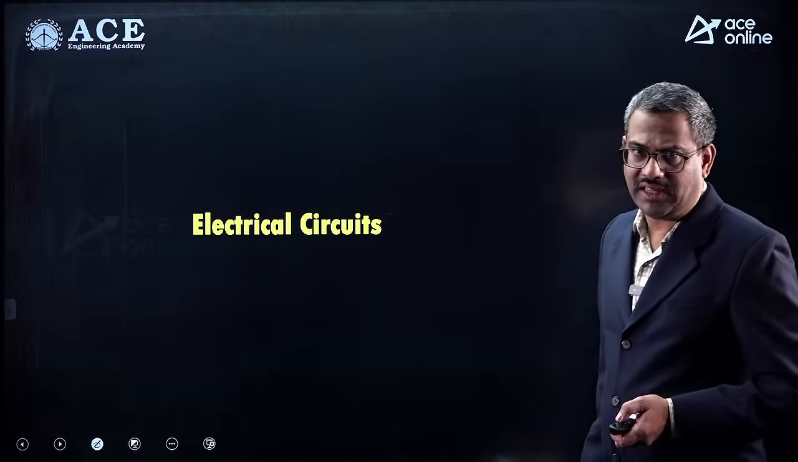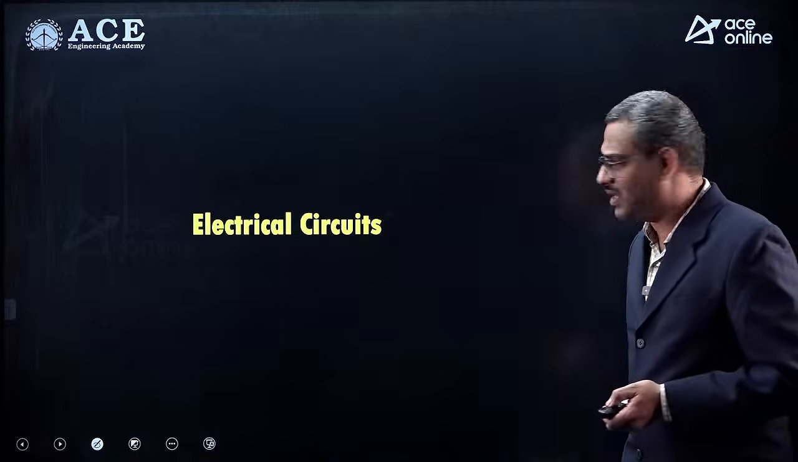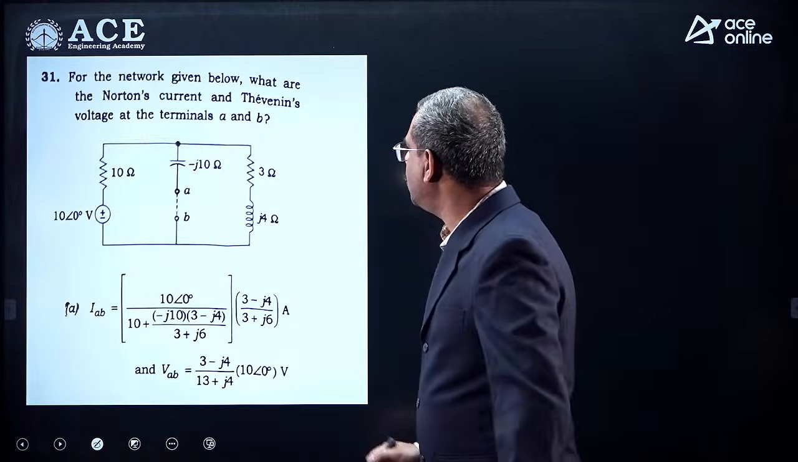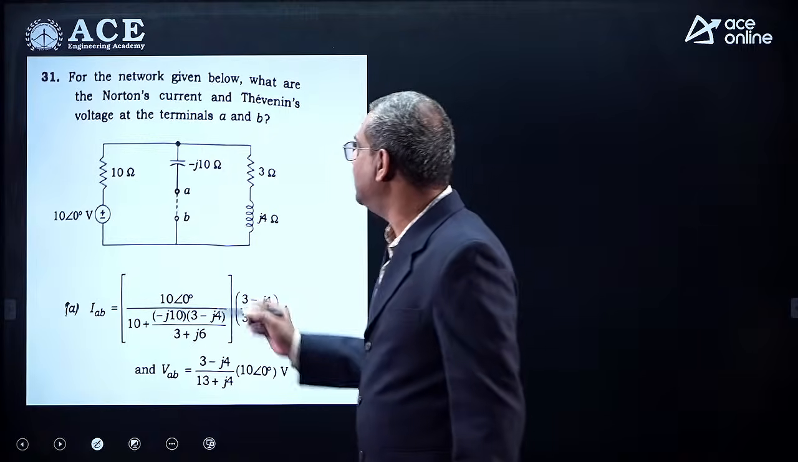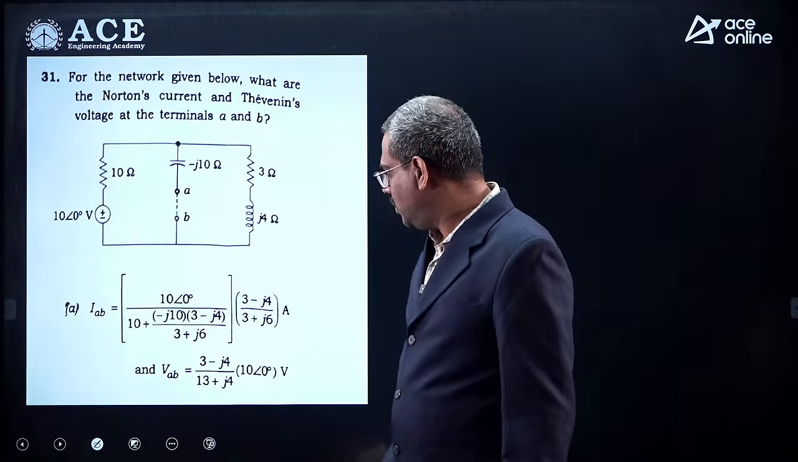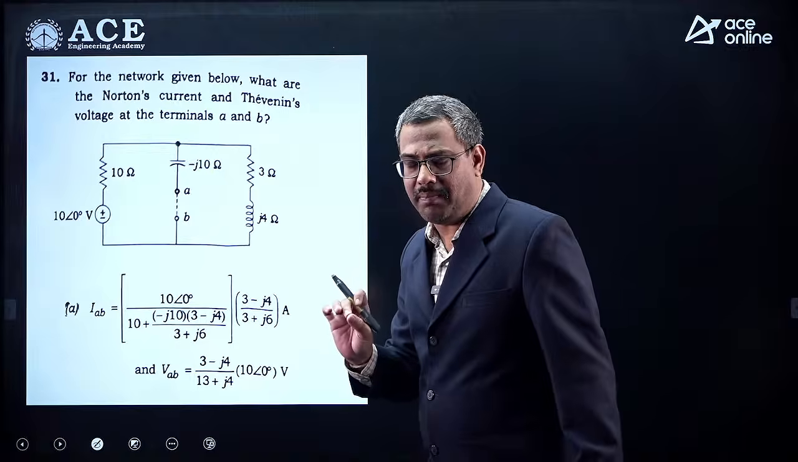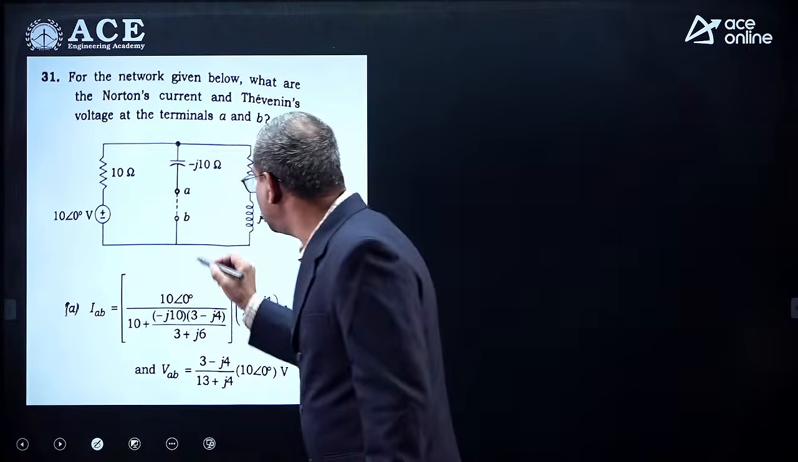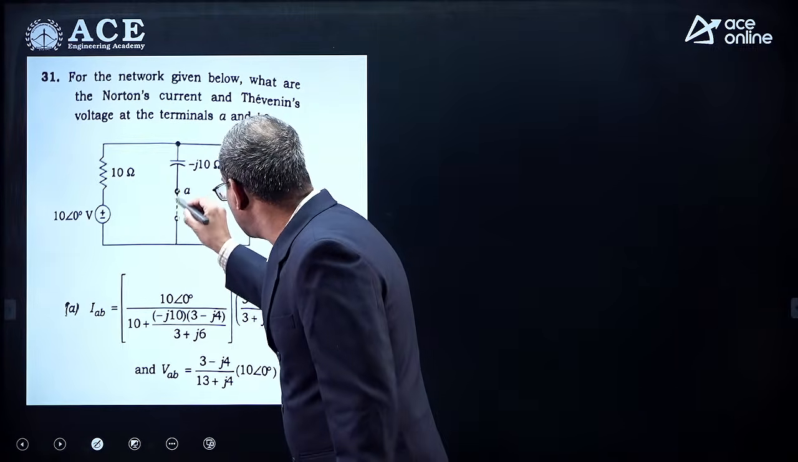Now my subject came for a total of 13 marks, or 13 bits, I should say. Now in this, for the network shown below, what are the Norton current and Thevenin's voltage? Norton current is the short circuit current and Thevenin's voltage is the open circuit voltage. Though he gave such a big network, it's a simple application of Ohm's law and current division. Now, what about the Norton current? It is the short circuit current that I want.